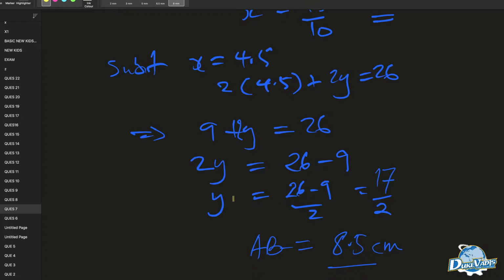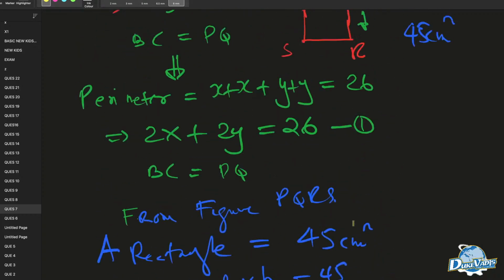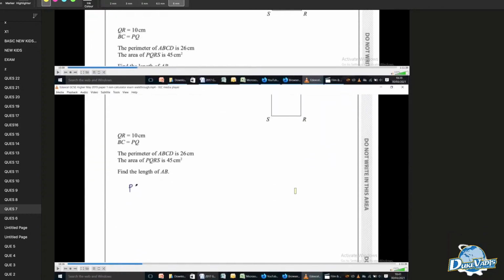So then we make y the subject. So 26 minus 9 divided by 2. 26 minus 9 is 17, divided by 2, and that is 8.5. So that is the dimension of that question we asked. So that is the question, ladies and gentlemen. Yeah? All right, let's go to question number 8.